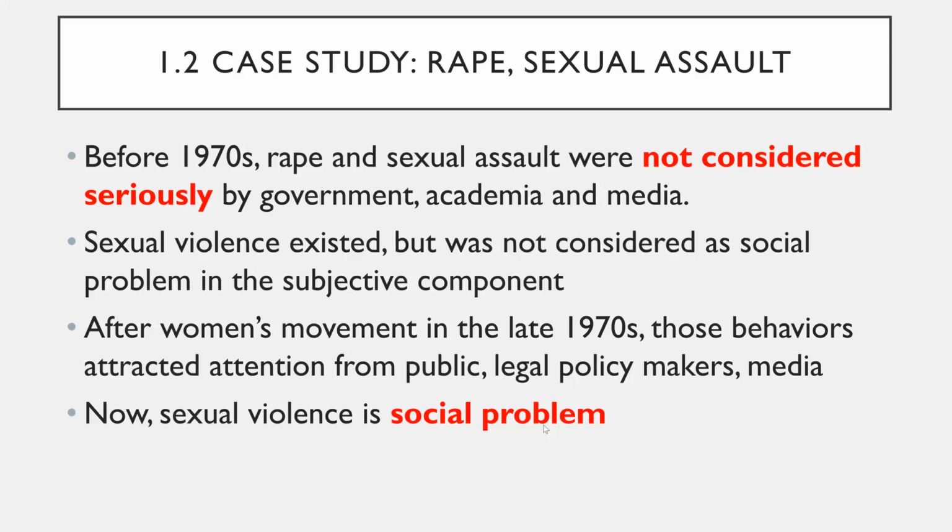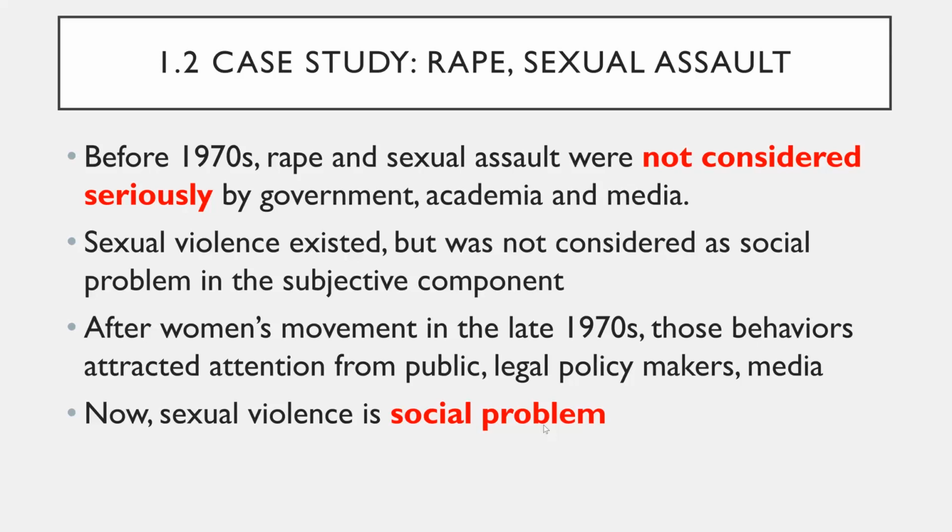Before the 1970s, surprisingly, rape and sexual assault were not considered a serious problem by the government, academia, or the media. Academia, such as social science, did not cover rape or sexual violence as a serious problem, even though they were very important issues for women, not only for men. So sexual violence existed, but nobody, academia or the media, took it seriously. However, after the women's movement in the late 1970s, the public paid attention to rape and sexual assault issues, especially for women, and they attracted the attention of the public, legal policymakers, and media. So now sexual violence is a social problem that can result in penalty or imprisonment.